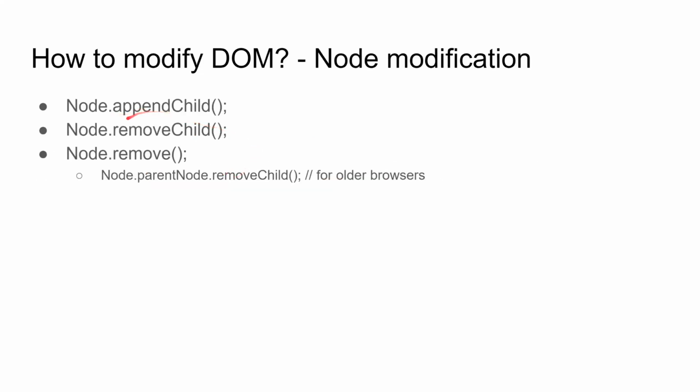In this method of appendChild, which is called node modification because we're modifying the node, which could be the text or the node or whatever. So you use appendChild to add a node, removeChild to remove a node, and remove to remove the node itself. Now, there's an older browser that does not support this, so you use the parentNode.removeChild function.